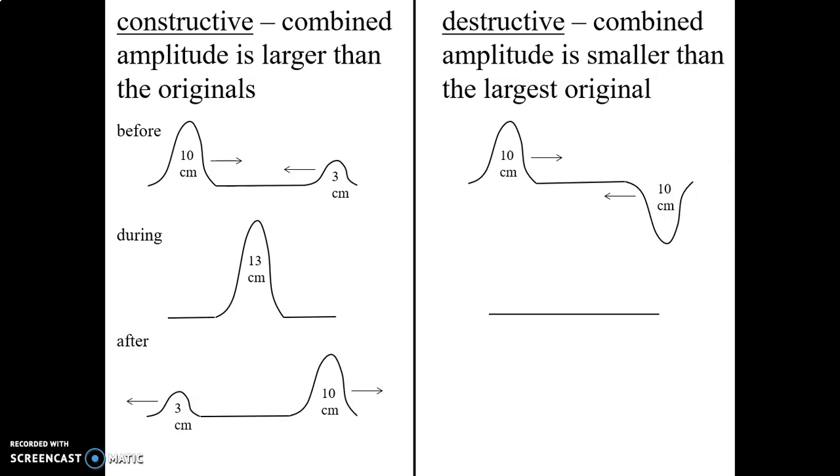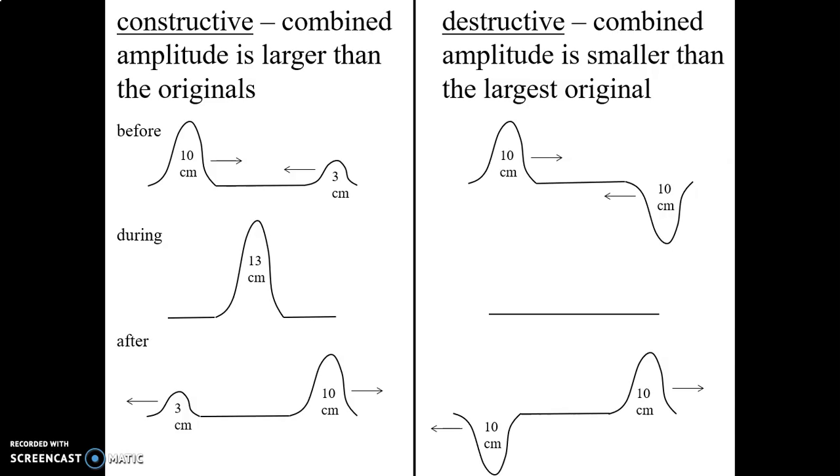Now, what should this look like in the after situation? Well, once again, almost as if by magic, the waves reappear as if they never even met. And that's a really, really important aspect of interference, that the waves pass through each other as if they never even met. Continue in your handwritten notes.